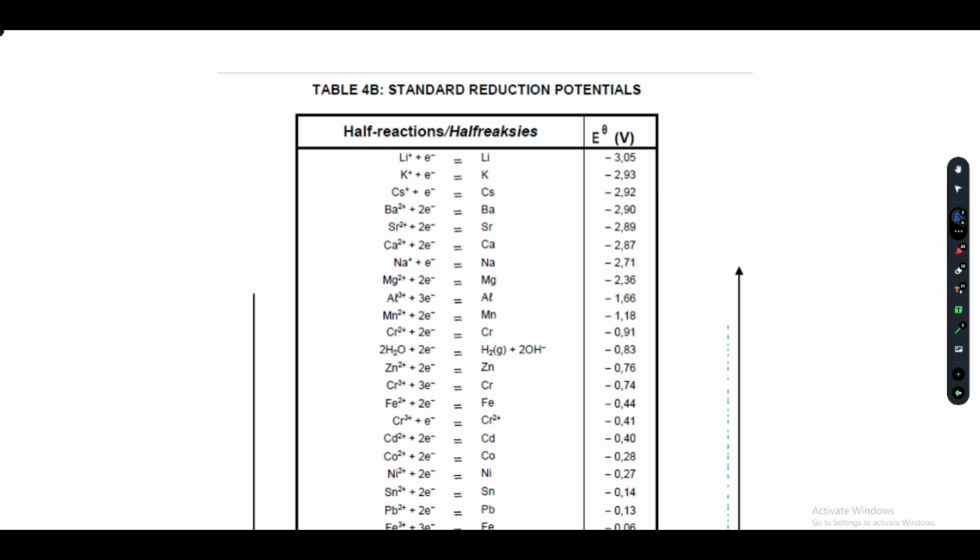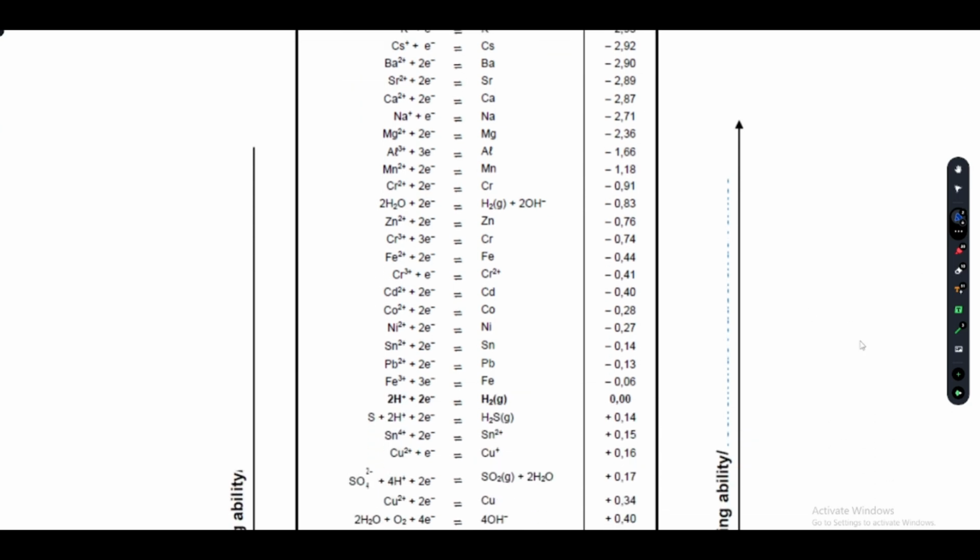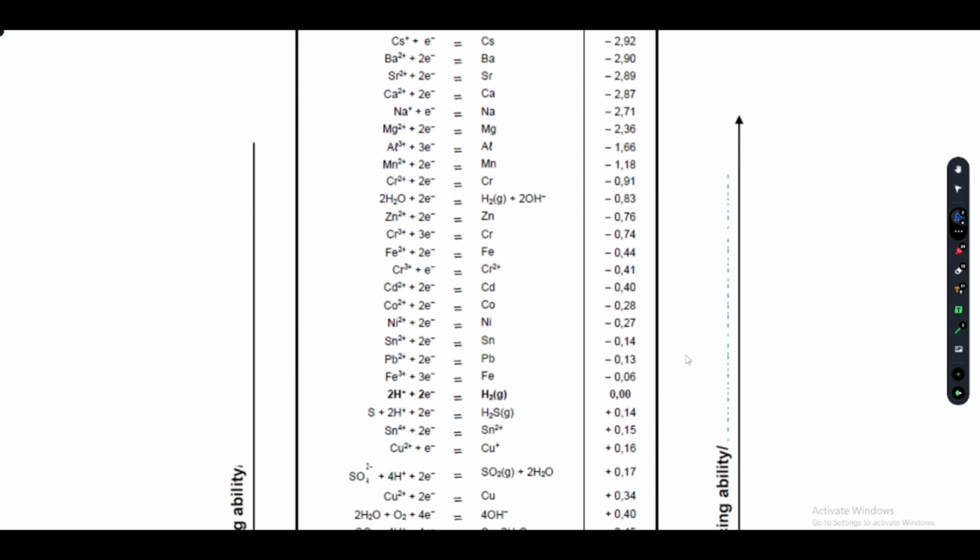Now, how do we use this table to determine anode or cathode? Let's say we were dealing with the same zinc and copper. We would use this table and try to see which of those two substances are located higher or lower on the table. For instance, we can see here zinc at this point, minus 0.76.